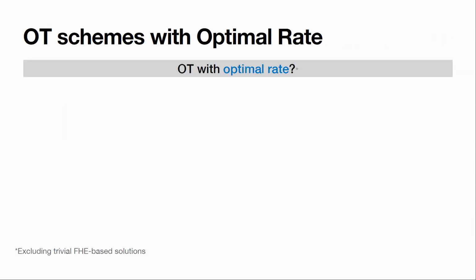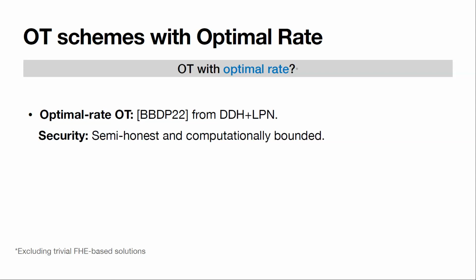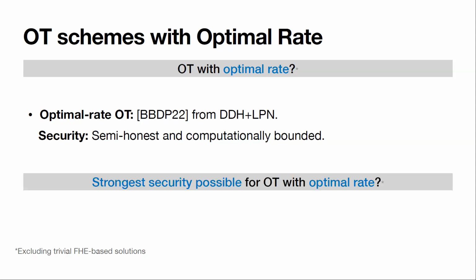So the first question we can ask is whether there are OT schemes with optimal rate, excluding trivial FHE-based solutions. And this question was answered affirmatively in a paper at Eurocrypt last year, where a scheme was built from DDH and LPN. However, this scheme only provides semi-honest security against computationally bounded adversaries. So a natural follow-up question is, what is the strongest security that we can get from an OT scheme while maintaining optimal rate? This is the question that we tackle in this work.